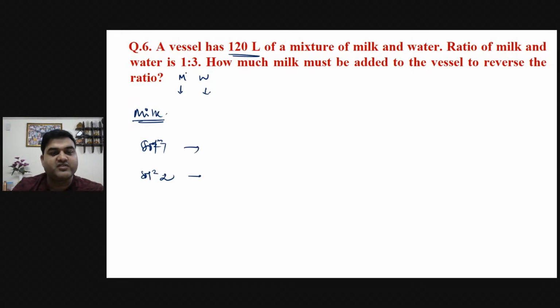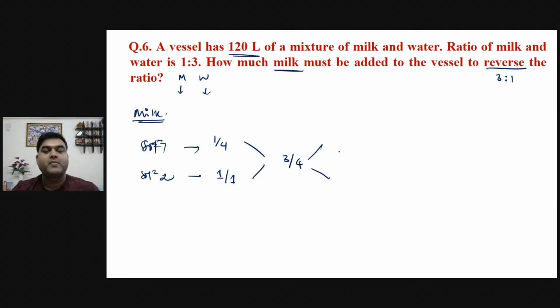In solution 1, what is the milk quantity? 1:4 directly, because 1 plus 3 is 4. What is added? Milk is added, so the quantity is 1 out of 1. Adding, what is to be done? Reverse: 1:3 has to become 3:1. So the quantity of milk is 3 out of 4. Over, and this will give the answer.